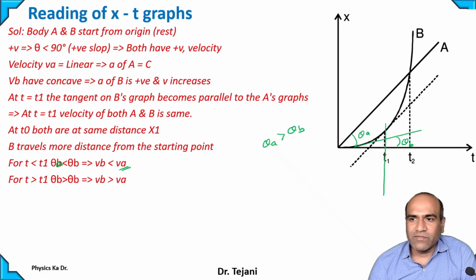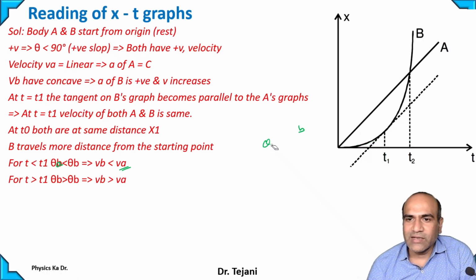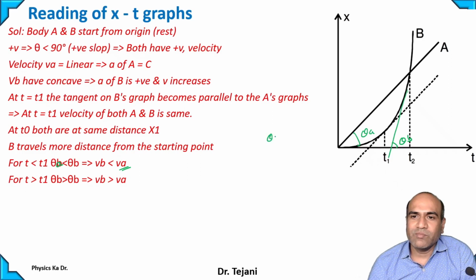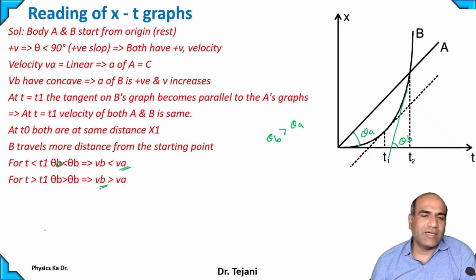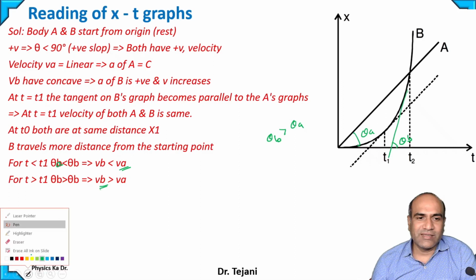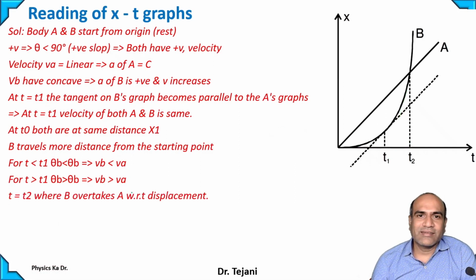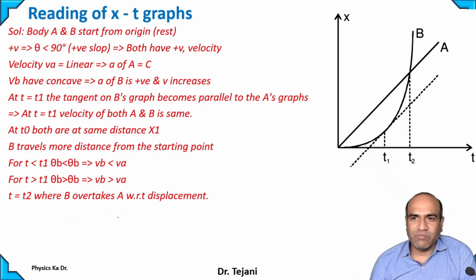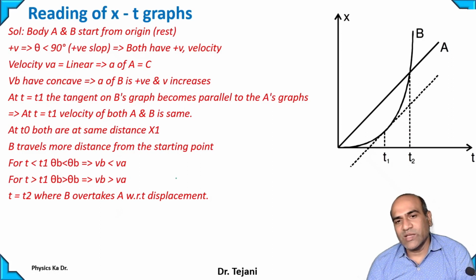And thereafter, if you compare this angle, make it tangent. This becomes theta B, and this is theta A. So we know that theta B is greater than theta A. So after t1, the velocity of B is higher. Velocity of B is greater, right? So at t equal to t2, B overtakes A in terms of displacement.